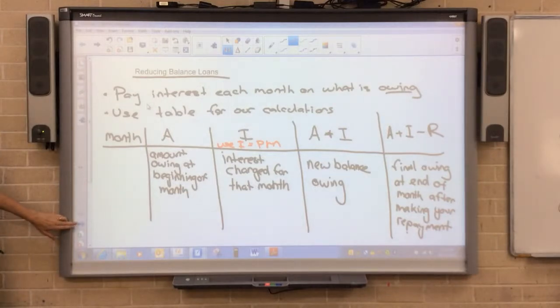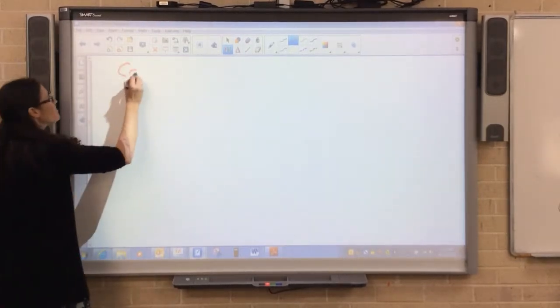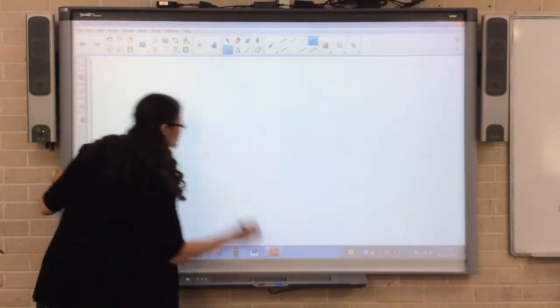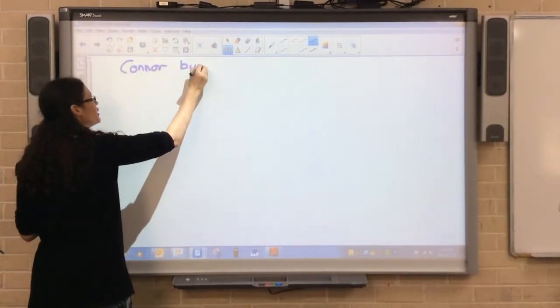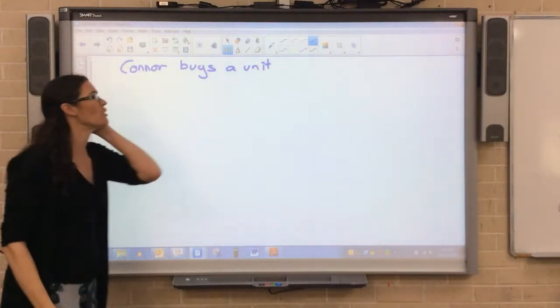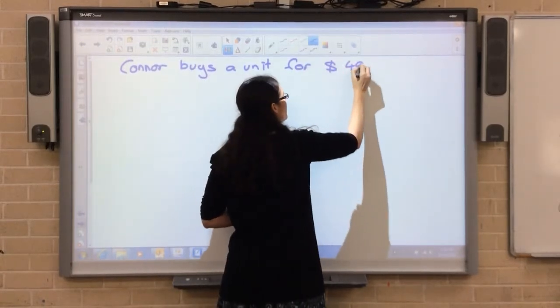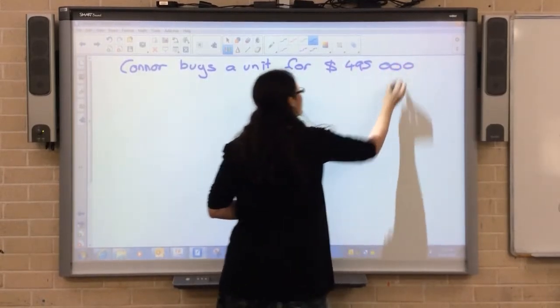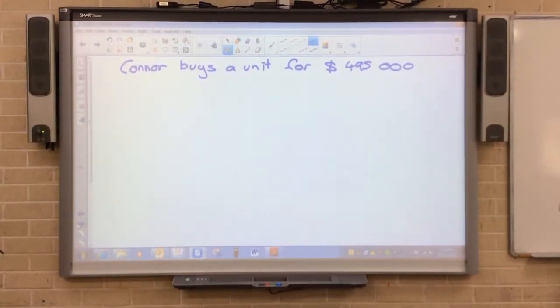So let's look at an example. Let's say that Connor's buying a house. Okay, so Connor buys a house. Actually, let's say he buys a unit. The house is out of his price range today. So he buys a unit for, let's say, $495,000. No one can afford one of those. I don't know where he's living, but he's buying a unit for that.